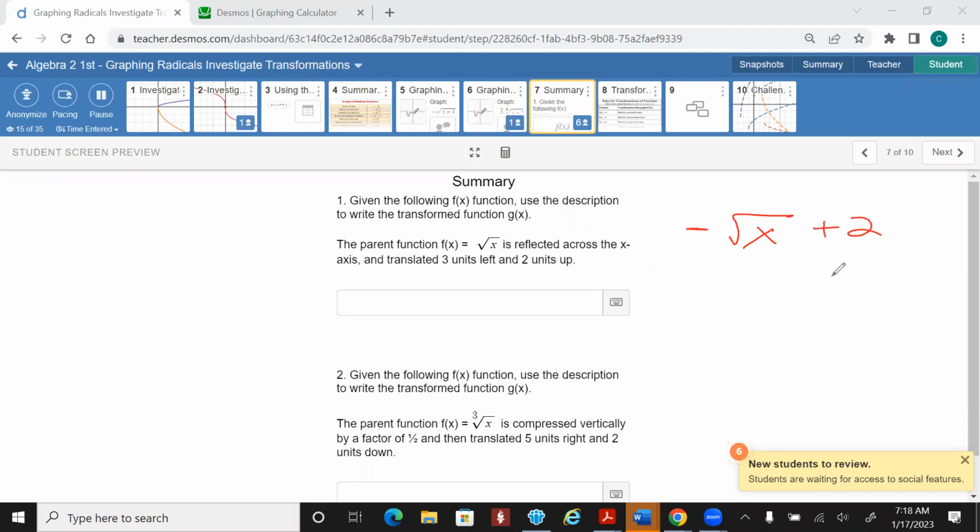Outside that radical, right? Okay, so just a reminder, when you do all of this kind of stuff, you're gonna have your reflection out front with either a stretch or a shrink, if there's anything listed there. On the inside, you're gonna deal with either left or right. And on the outside, you're gonna deal with up or down.